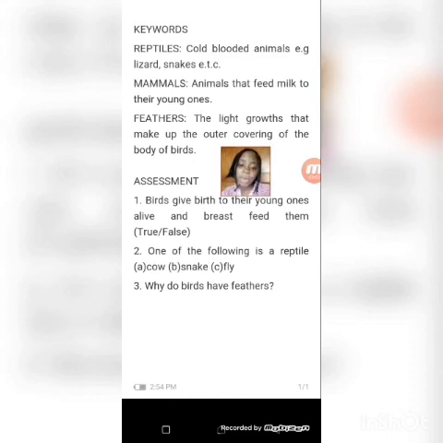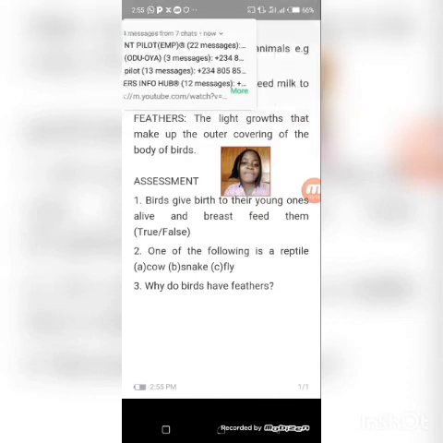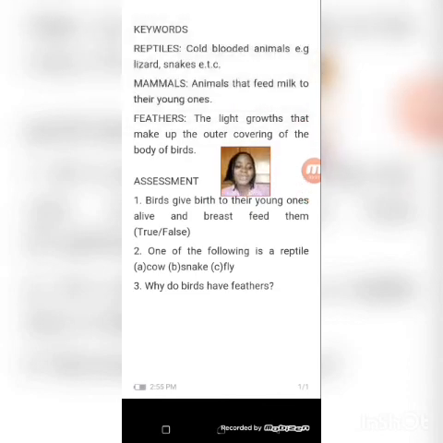Number 2, one of the following is a reptile. A, cow. B, snake. C, fly. Which one is a reptile? That should be easy. Number 3, why do birds have feathers? I'm sure we can answer that correctly.